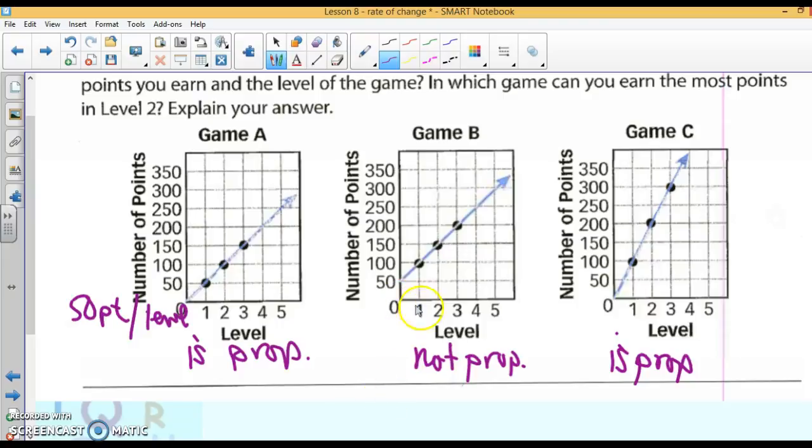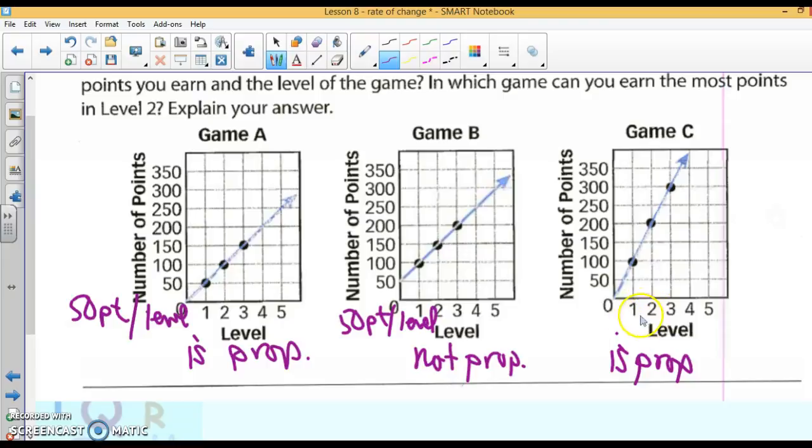Let's look at this one. The first level is 100. The second level is 150. The third level is 200. How much is this going up per level? It's going up 50 points per level. But it doesn't start at 0. This one started at 50. So the rate of change here is 50 points per level, and it is a constant rate of change, but it's not proportional.